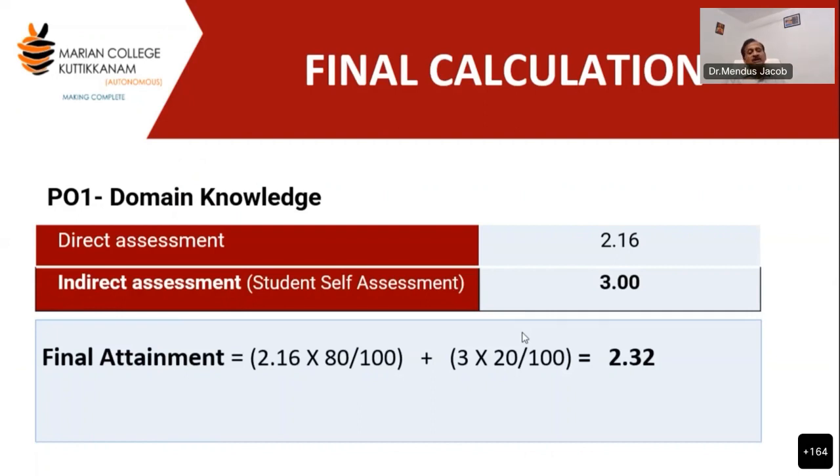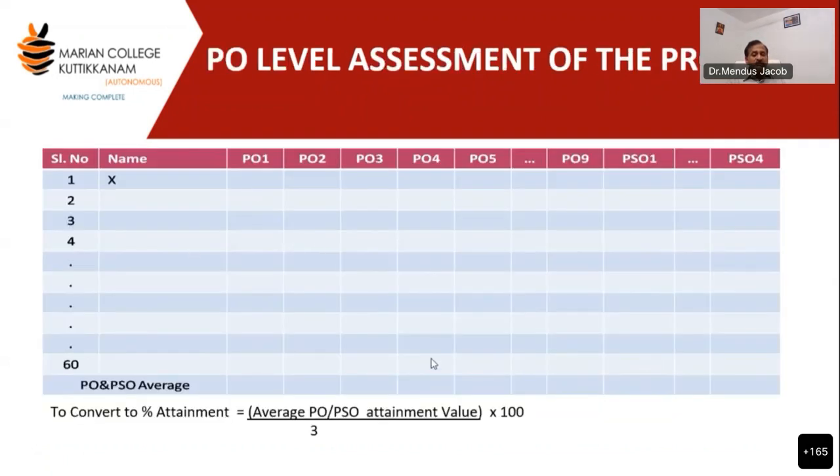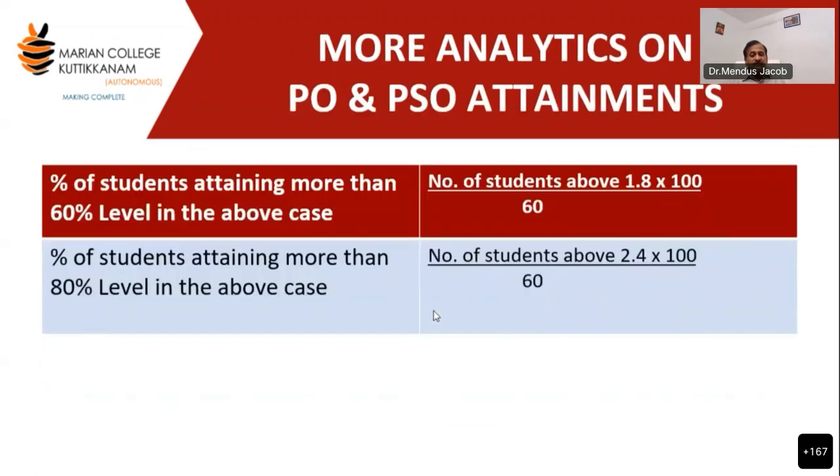Then we can calculate the PO like this. Through direct assessment, suppose we are getting 2.16. Indirect assessment, suppose a student responds like this. His domain knowledge, suppose he is saying 100% attainment. That means 3. So we can have the final attainment like this based on a ratio 80-20. We can calculate the final PO1. This is a PO1 domain knowledge of a particular student. The same way we can calculate it for all the students, and we can calculate the average. And these values are important for accreditation agencies.